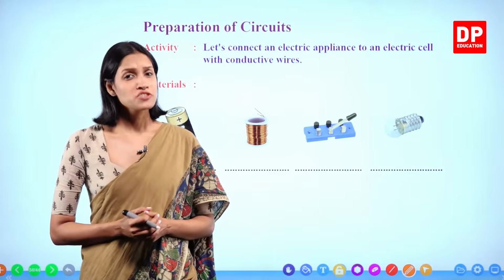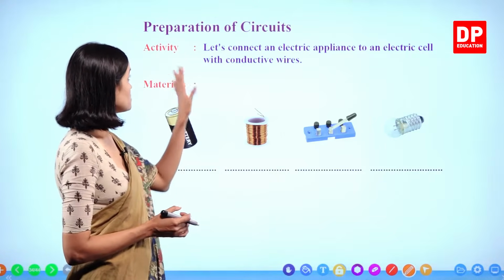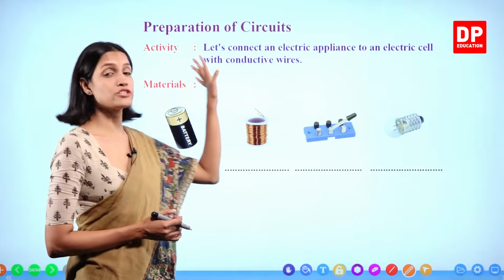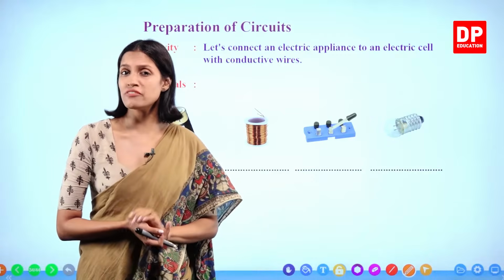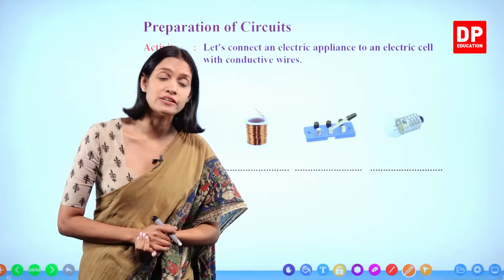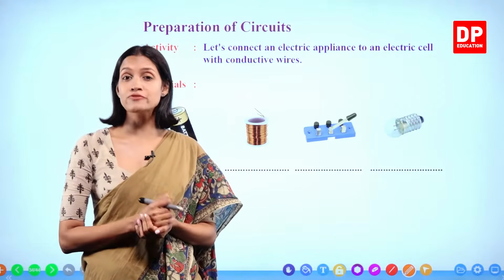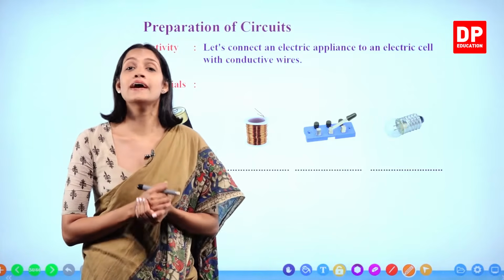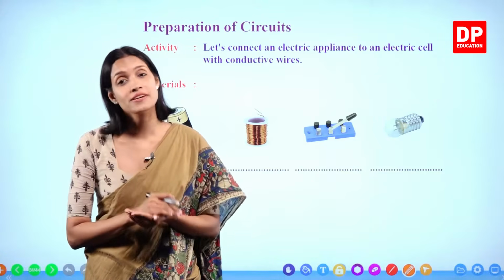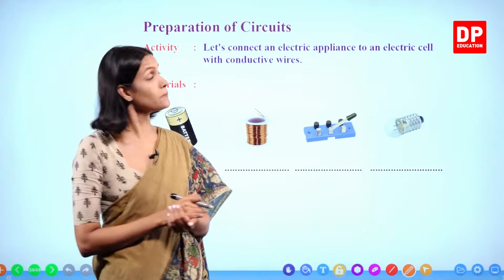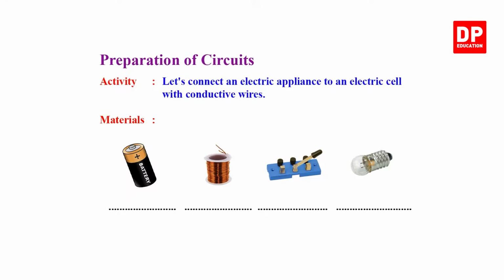Right, children. So we are going to start this chapter. In this chapter, we are going to learn about preparation of circuits. Do you remember what we learned in the previous chapters, children? We learned why we need electricity in our day-to-day lives, what is the importance of electricity, and we learned different methods of generating electricity as well. Okay? So preparation of circuits.